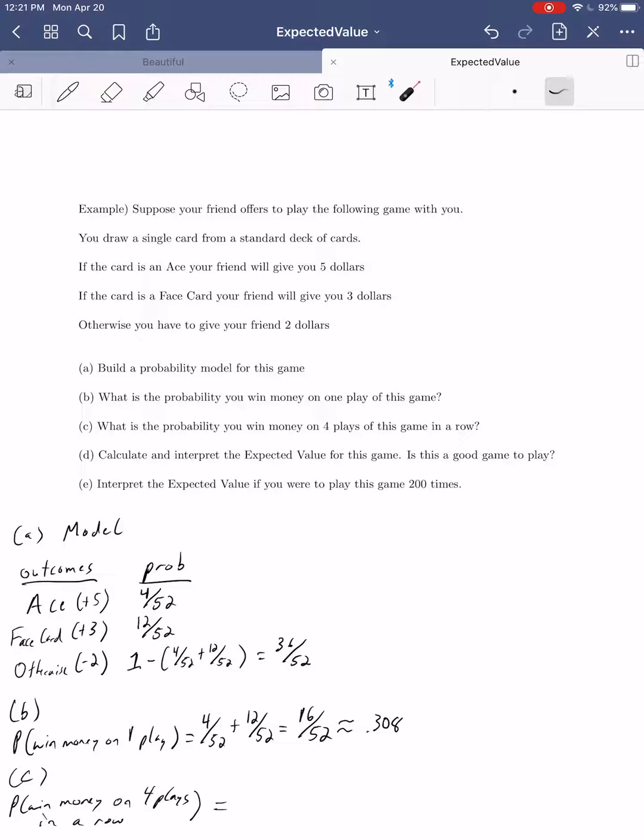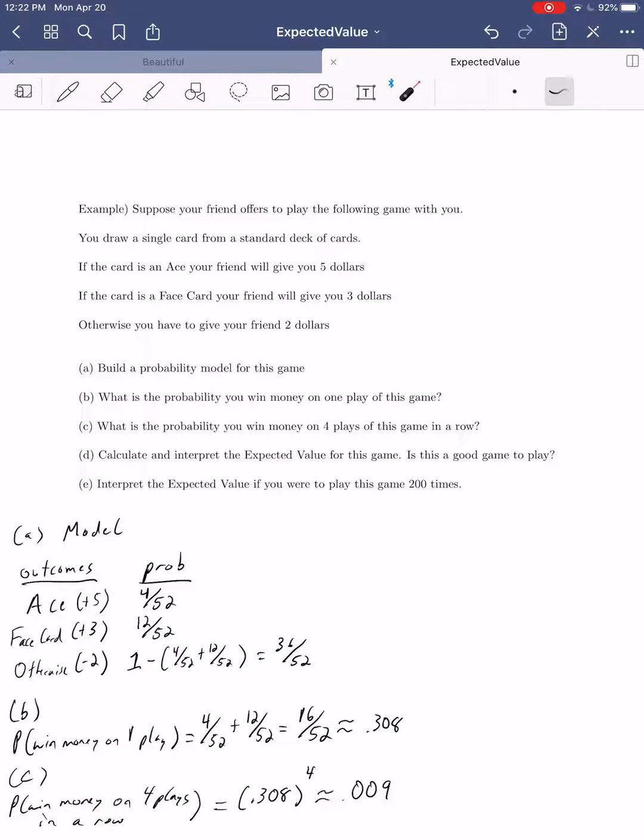Remember, when multiplying something with itself, that's the same as raising it to a power. So this would be 0.308 to the 4th. And if we actually do that, we would see that that would come out as about 0.009. So there's just under a 1% chance that if we played this game 4 times in a row, we would win all 4 times. Okay, so all of these things are just probabilities, right? This is just our probability model.